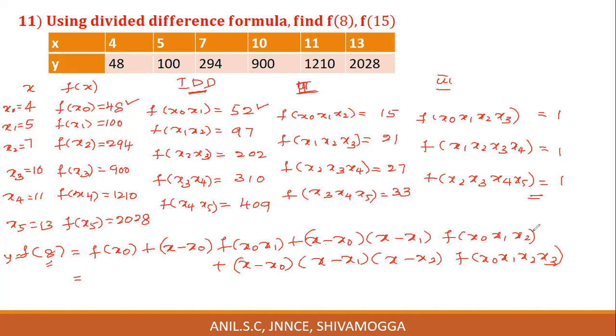F of x naught, x1, x2 is 15. Then (x minus x naught) into (x minus x1) into (x minus x2), x2 is 7. F of x naught, x1, x2, x3 is 1. Just substitute and calculate.